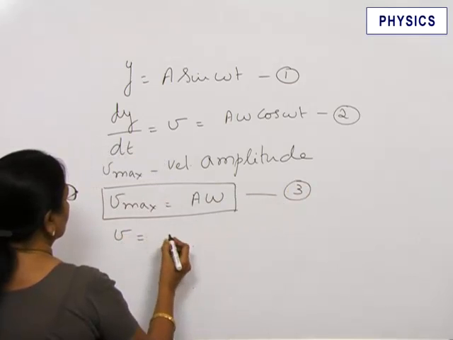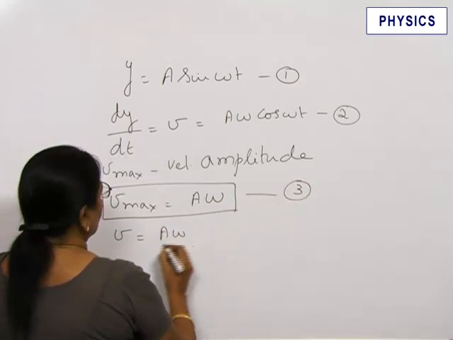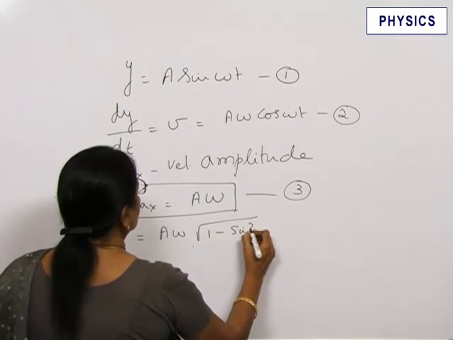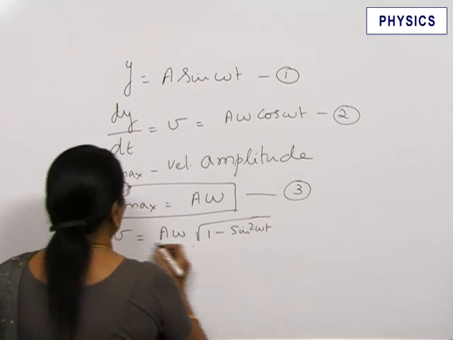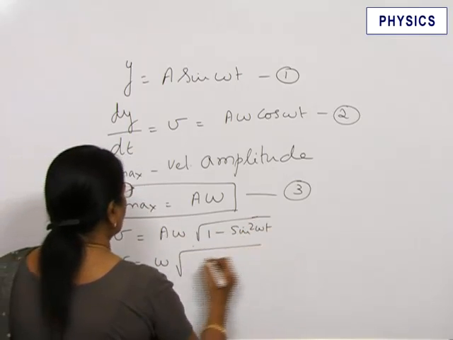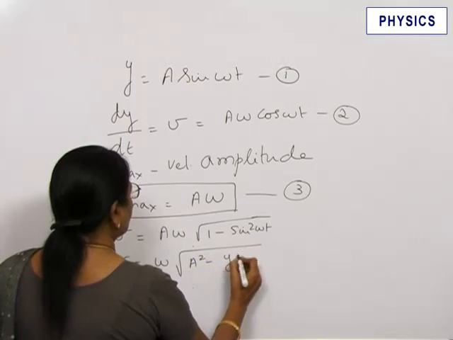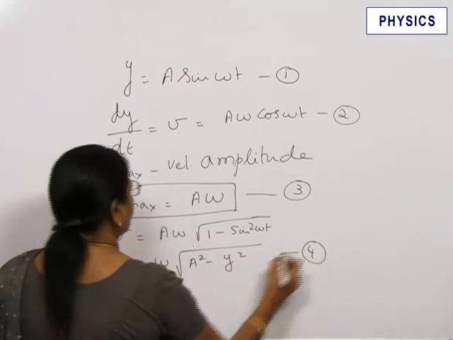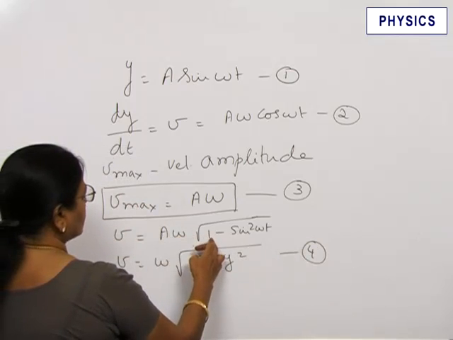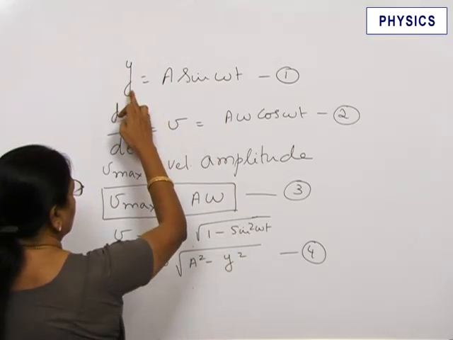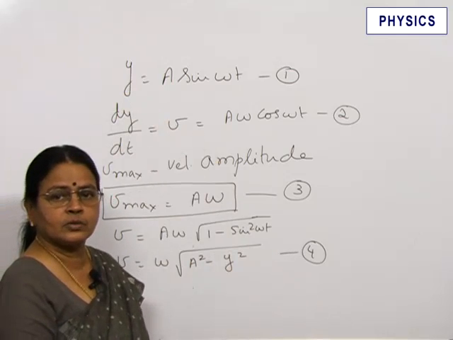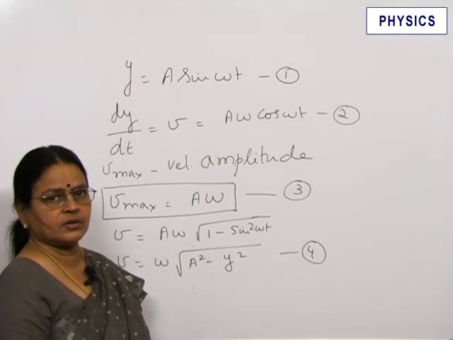Also, we can write V as A omega times the root of 1 minus sin square omega t. We can take this A inside and it will become root of A square minus y square in terms of the displacement. So, you take A inside, it is A square, this is A square sin square omega t, which is y square. So, if they give displacement, you have to use this formula for finding the velocity at any point.